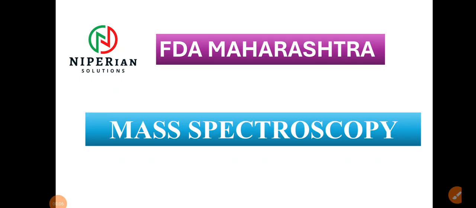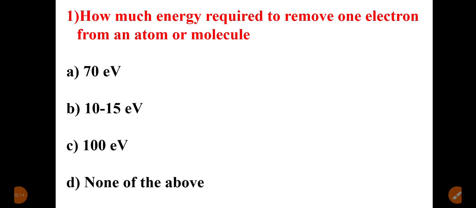So today we are going to discuss mass spectroscopy. Let's discuss all the questions one by one. The first question is: how much energy is required to remove one electron from an atom or molecule? What are the options? 70 electron volt, 10 to 15 electron volt, 100 electron volt, or none of the above.